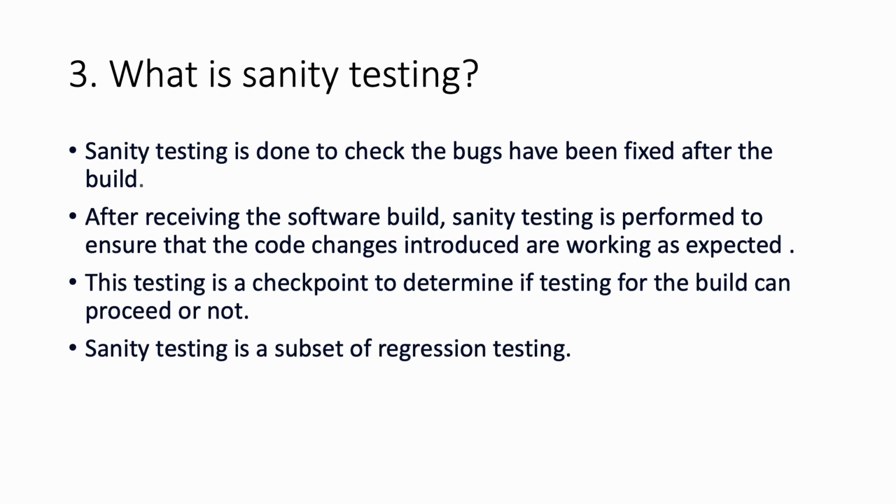And what is sanity testing? So sanity testing is done to check that the bugs have been fixed after the build. After receiving the software build, sanity testing is performed to ensure that the code changes introduced are working as expected. This testing is a checkpoint to determine if testing for the build can proceed or not. Sanity is a subset of regression testing, whereas smoke testing is a subset of acceptance testing.